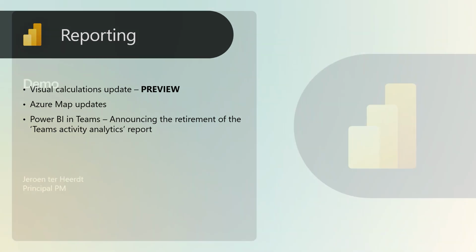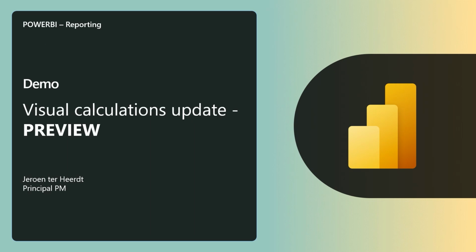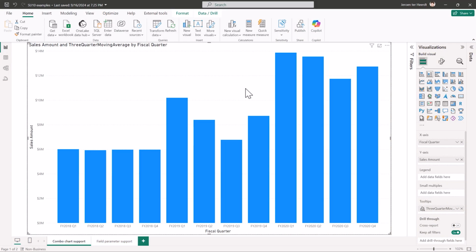Let's take a look at some demos for the new Azure Maps updates and the visual calculation updates. October is here, so it's time for more updates to visual calculations. And this month, we're adding support for combo charts such as the line and stacked column chart and the line and clustered column chart. Let's see this in action.